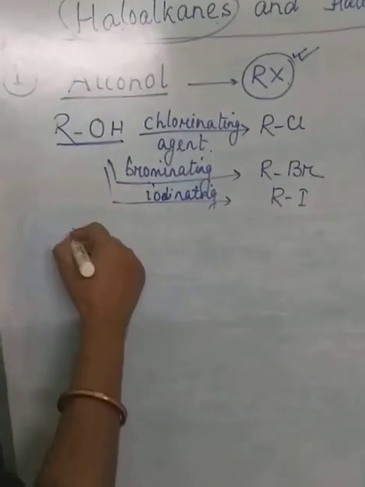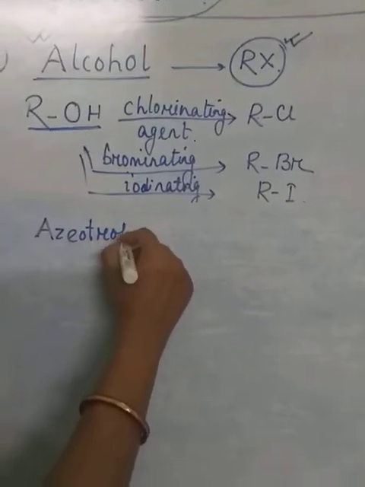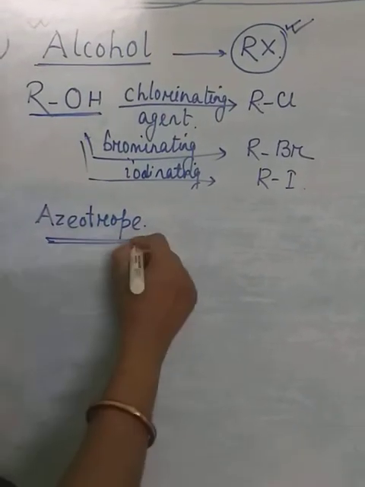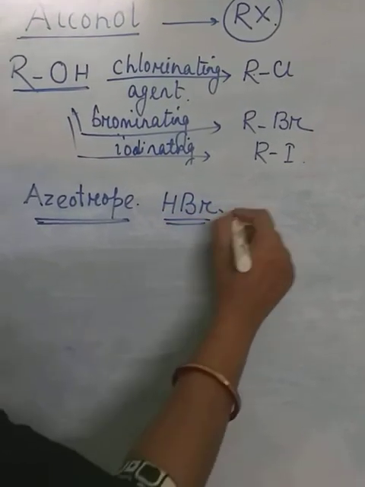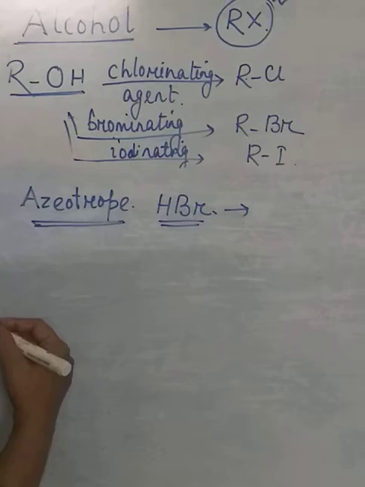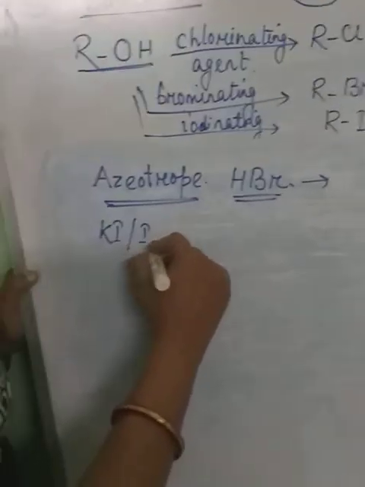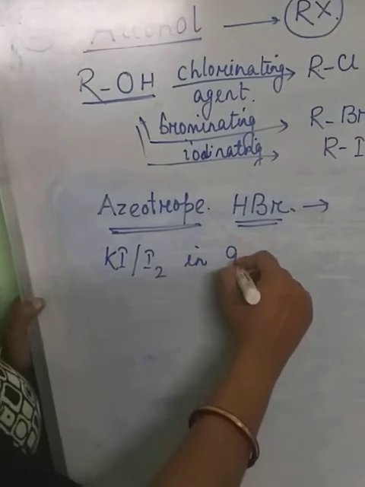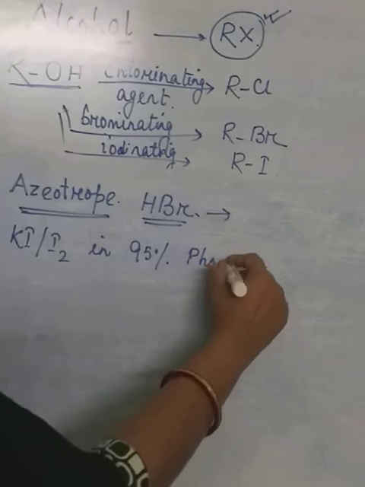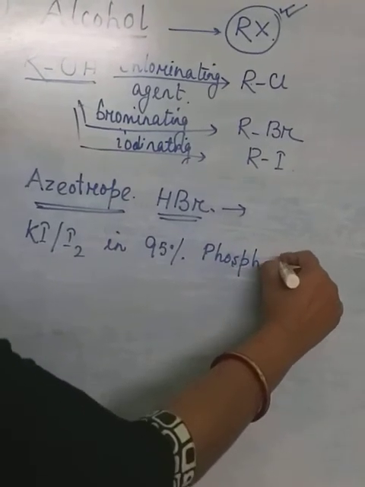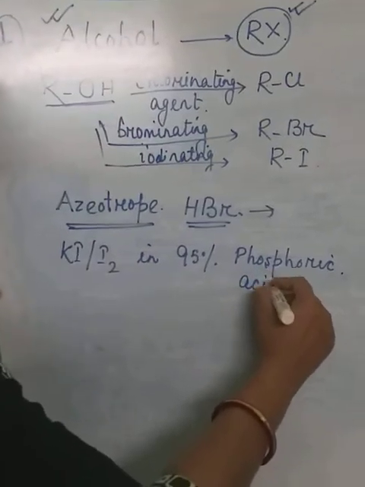We also have some other preparations of bromo and iodo compounds by taking an azeotropic mixture. You know now what an azeotropic mixture is, a constant boiling mixture. An azeotropic mixture of HBr gives the bromination, and KI or I2 in 95% phosphoric acid gives the alkyl iodide.